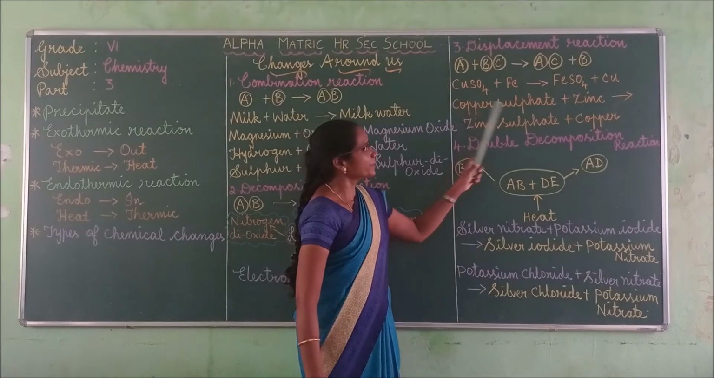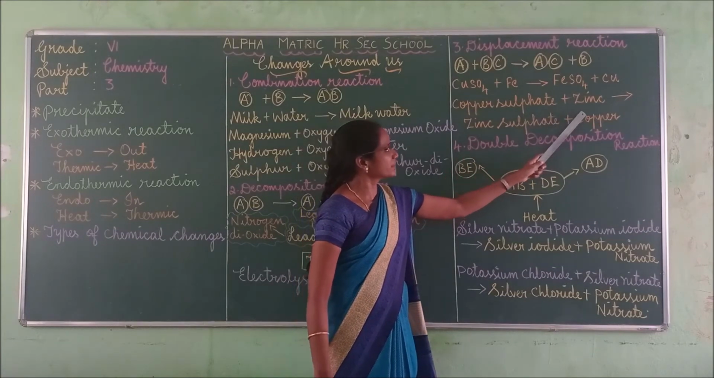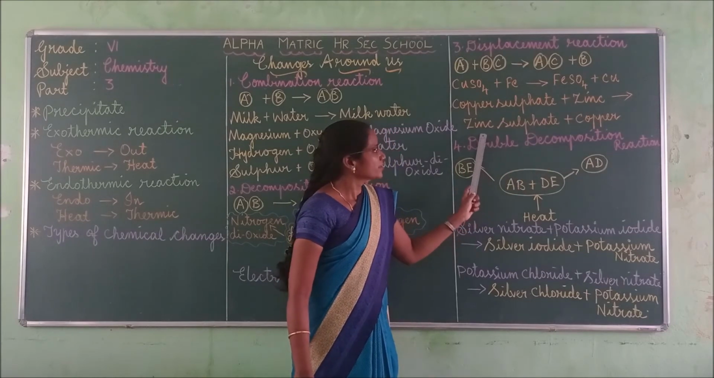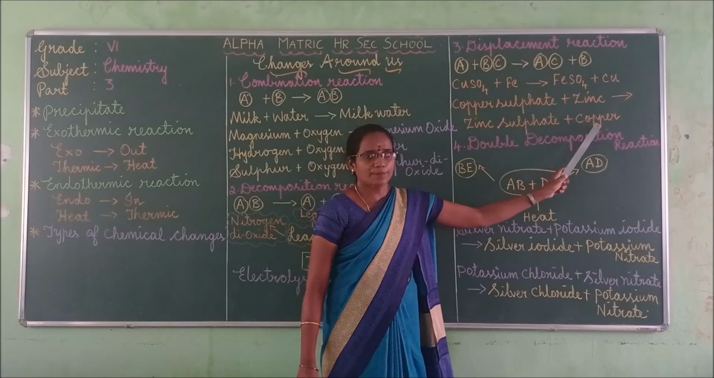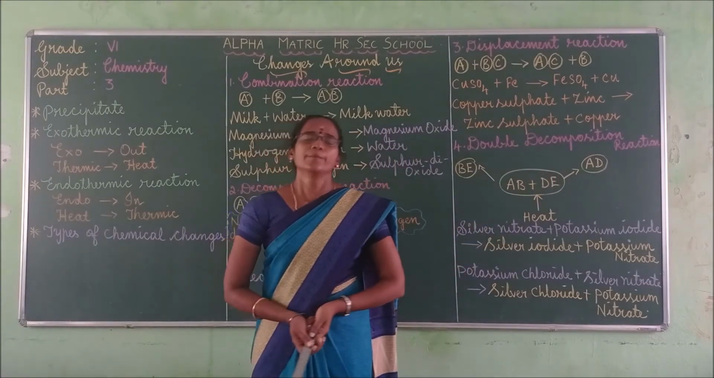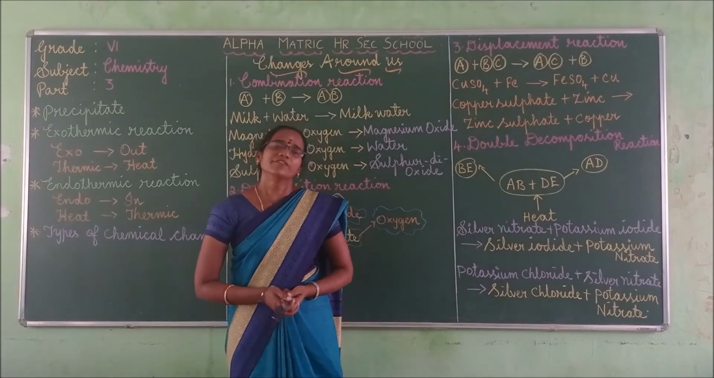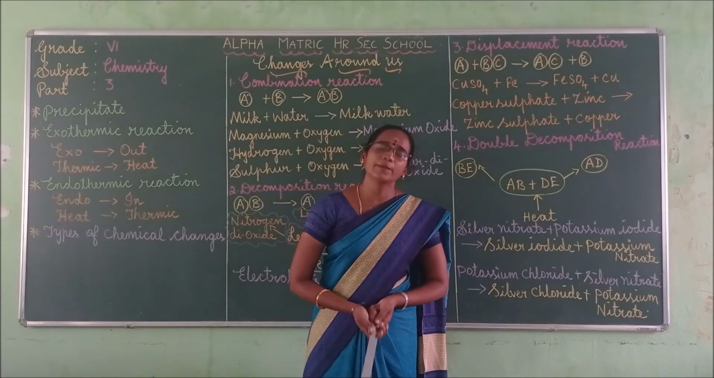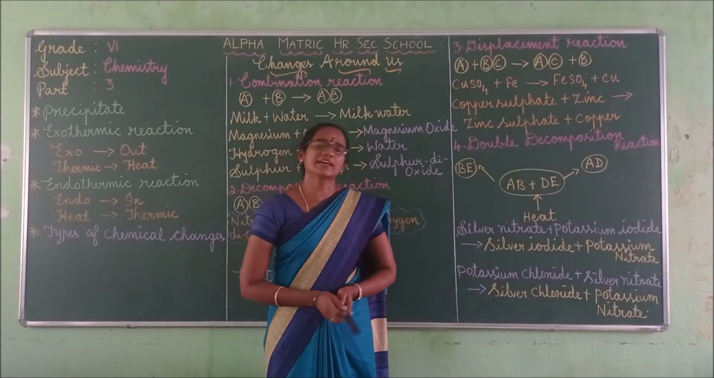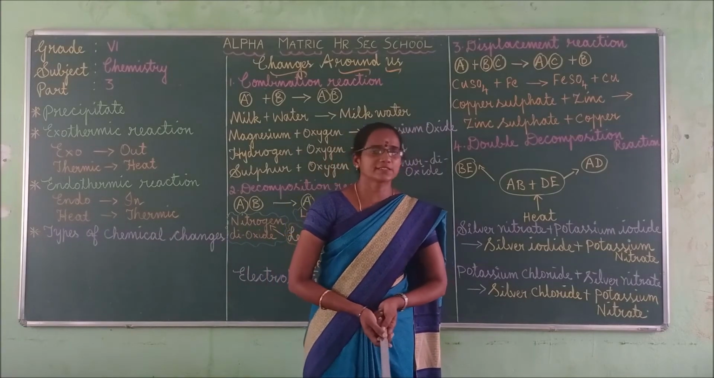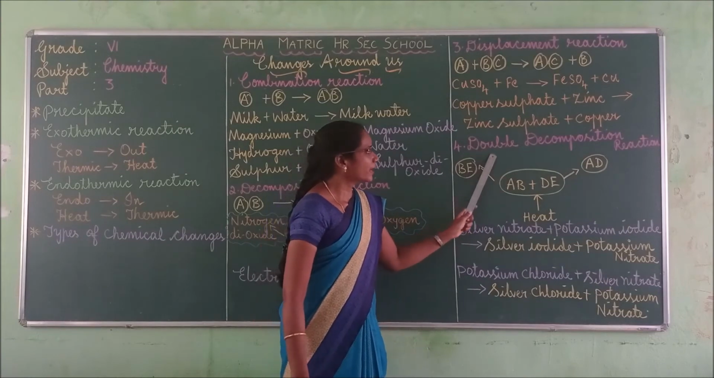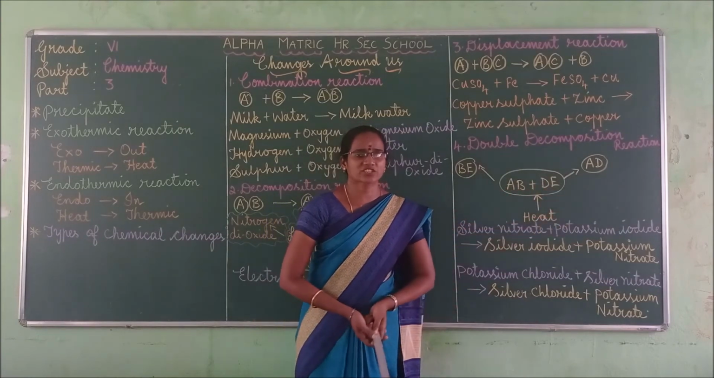Next one, copper sulfate plus zinc. Both react to form a new compound, zinc sulfate plus copper. These examples we can write for displacement reaction. So displacement reaction means when a highly reactive element displaces another element and takes its place, such reactions are called displacement reaction. Right, we can move to the last one, double decomposition reaction.